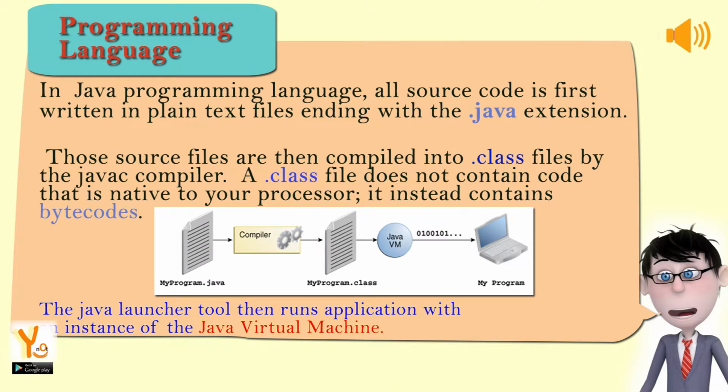In the Java programming language, all source code is first written in plain text files ending with the .java extension. Those source files are then compiled into .class files by the javac compiler. A .class file does not contain code that is native to your processor, it instead contains bytecodes. Below is a figure. The Java Launcher tool then runs the application with an instance of the Java virtual machine.